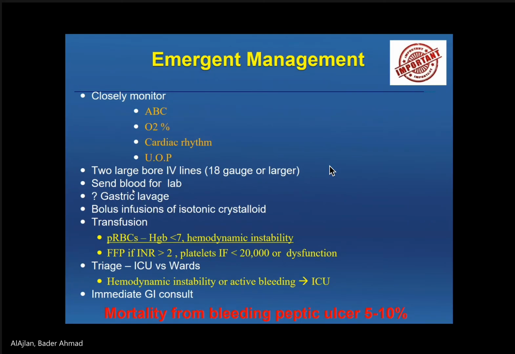Also, we send the blood work, as we just mentioned, and we do gastric lavage, as we mentioned, sometimes, not always. Or we start him on fluids if needed, and we transfuse blood if his hemoglobin is less than 7. In active cardiac patients, we target around 10 hemoglobin. We correct the coagulopathies and also the platelets if needed, to help the platelets aggregate very well.